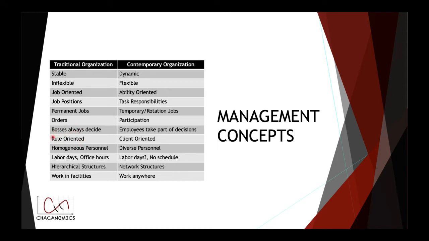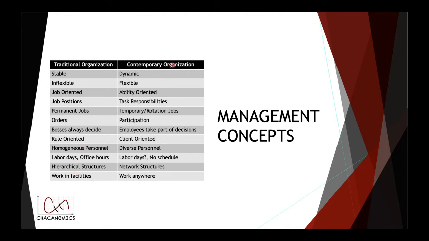They're rule-oriented. They have a lot of rules, norms, policies, structures. They're very rigid. They usually have a homogeneous personnel. This means that the people within the company usually have a similar background. Okay? They're not diverse. They like working around people that are the same as them. They work in labor days, they have office hours, and they have hierarchical structures, which makes very clear within the organization the levels of power and responsibilities. Traditional organizations always worked in facilities, in buildings, in a physical location, offices, plants.